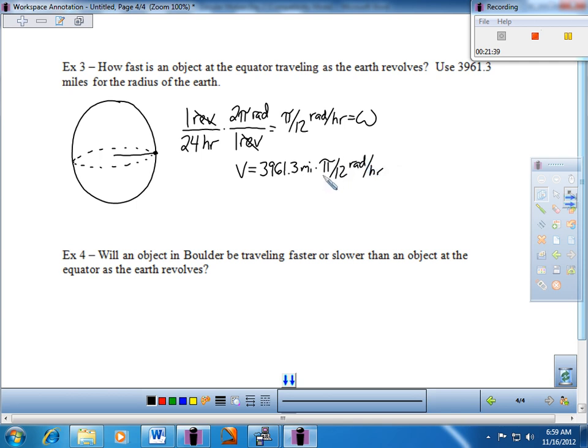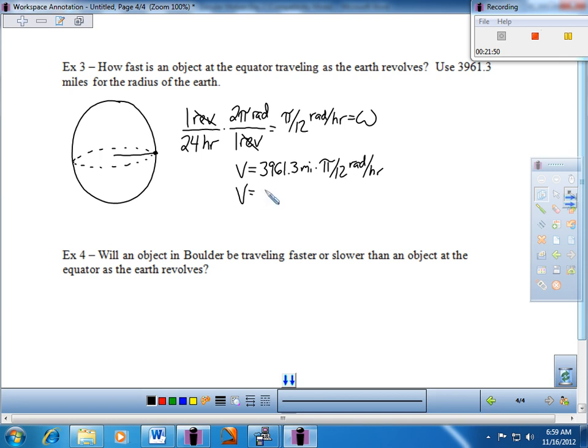It looks like we're going to get miles per hour, which is perfect, exactly what I wanted, which is why I changed that when I said 1 revolution in a day. I knew we were probably going to go hours with this, so that's why I went 1 revolution in 24 hours. Everyone, if you can grab the calculator, let's see, 3961.3 times pi and divide by 12. And let's see what we end up getting there.